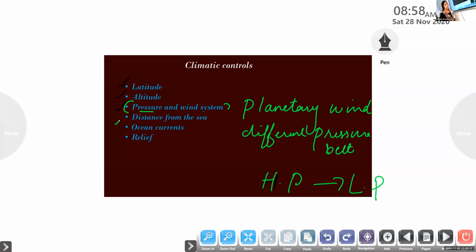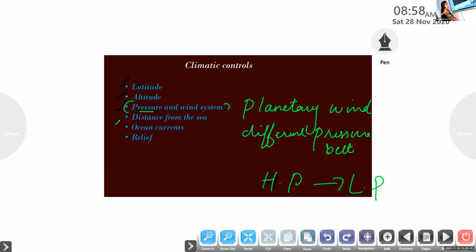Okay. Dear children, as we all know, a place located near the sea, right? Near the sea or coastal area, the severity of temperature is very less. That means places near the sea experience moderate climate. Neither too hot nor too cold, moderate climate. Right? Places away from the sea experience extreme climate. That means very hot during summer and very cold during winter.